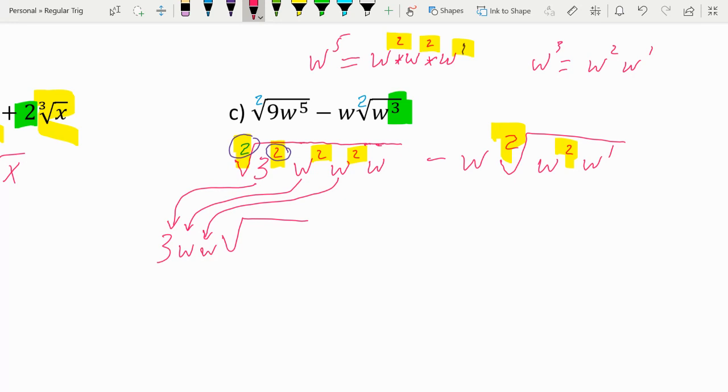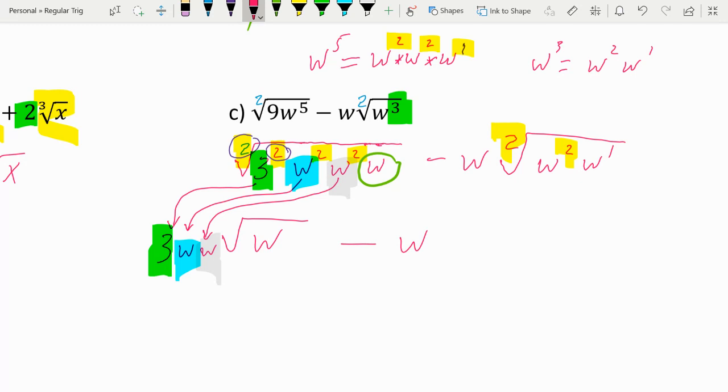All right. Now, some of you said you do like the colors. So that 3 is right there. This w is right there. This w is right there. Now, can I do anything with this w here? No, I can't. I can't do anything with that w because there's no square on it. So it's going to stay underneath the radical.